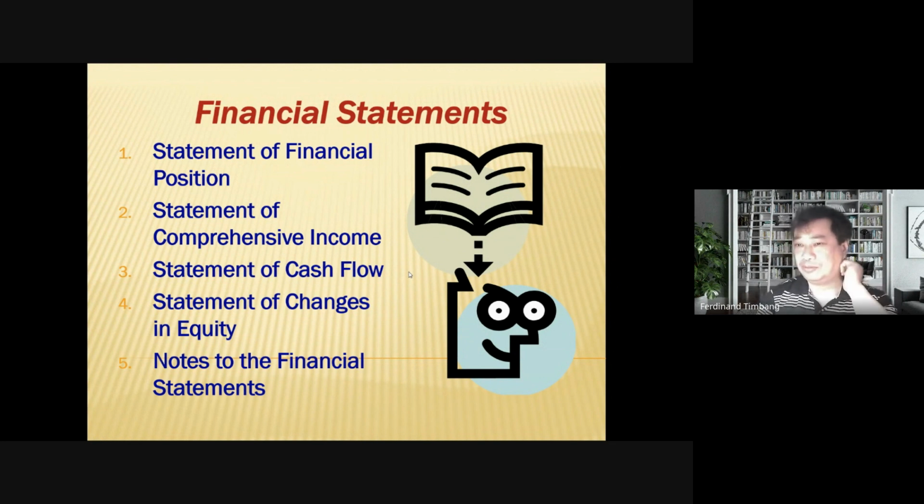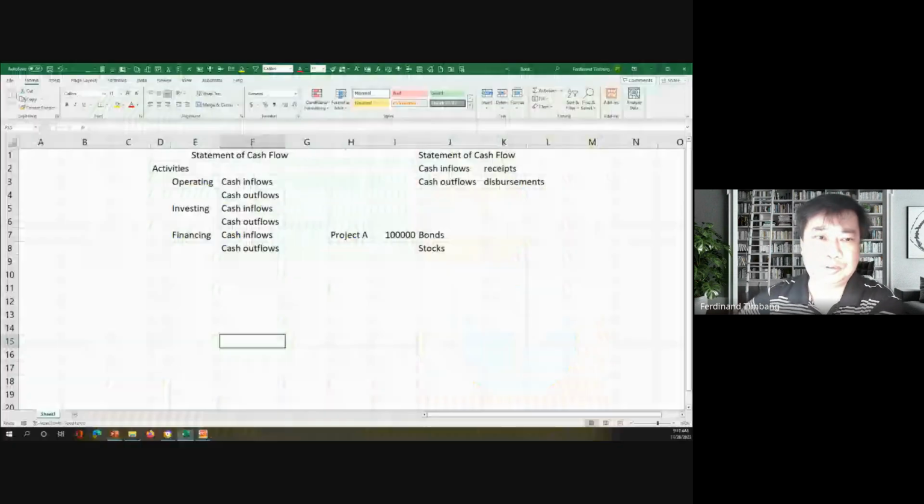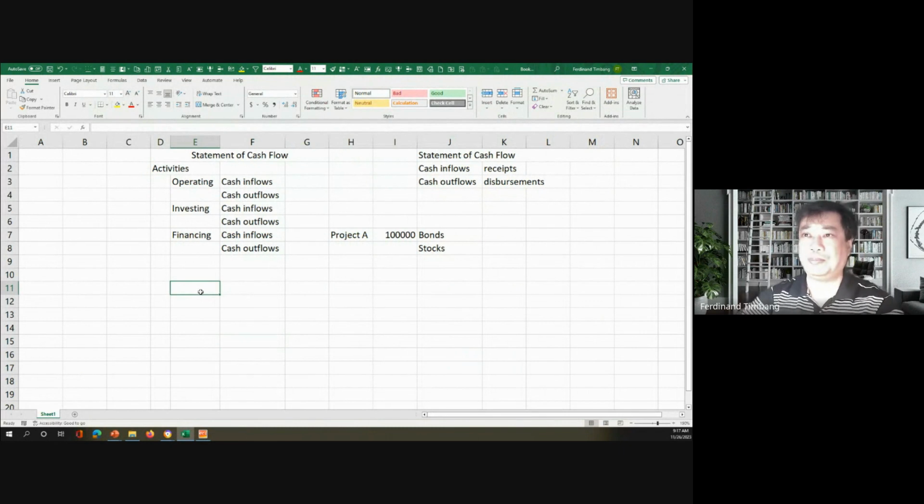Then you have the statement of changes in equity. For the statement of changes in equity, we are referring to the changes of the position of the stockholders. Kaya statement of changes in equity. So, paano naman ginagawa yan? Ginagawa natin yan. So, for example, you start with the equity. That's the beginning balance, no?